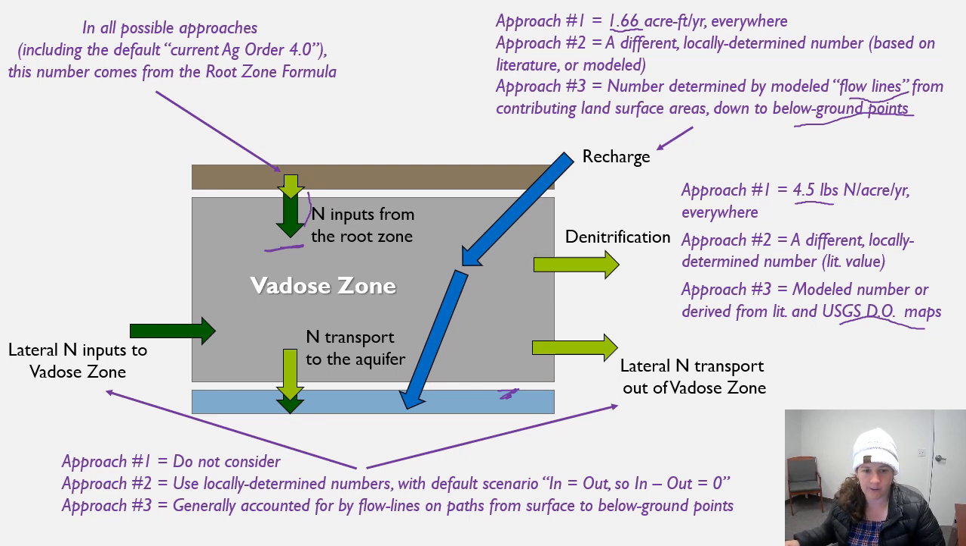Then for these arrows representing lateral inputs into and transport out of the vadose zone, one approach would be to not consider them. Another approach would be to use locally determined numbers with a default scenario where in equals out, so in minus out equals 0, where you could just set them both to 0 until you are ready to deal with them, but at least you would have them in your framework. And then if we were to take approach number 3 and use NPSAT, I think this would generally be accounted for by flow lines on paths from the surface to those below ground hypothetical sampling points.